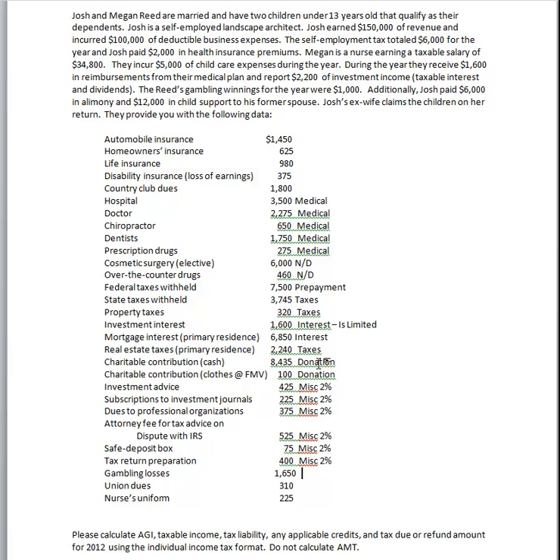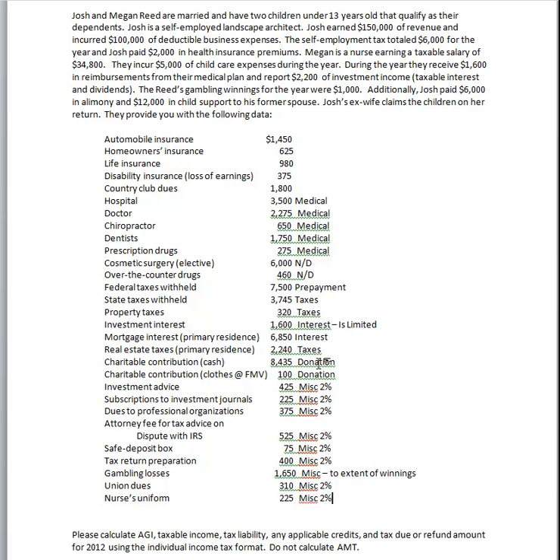Gambling losses, we do get to deduct this, miscellaneous to the extent of winnings. So you can deduct it as a miscellaneous, no floor, however, you can deduct only to the extent of winnings. Union dues are considered miscellaneous 2%. They're considered an unreimbursed employee expense, as well as a uniform. And again, a nurse's uniform, scrubs, are considered a uniform.